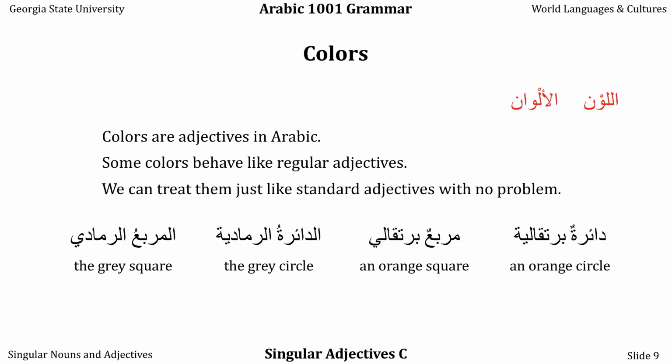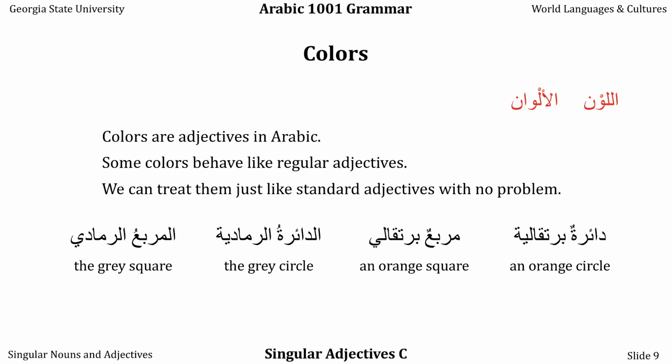So here's a couple of other examples. Da'iratun Portugalia, an orange circle, and yes, the country Portugal comes from the Arabic word for orange, that is, the fruit. Murabba'un Portugali, here the noun is masculine, singular, and indefinite, so the adjective remains masculine, singular, and indefinite as well. Da'iratu ramadiya, the gray circle. Ramad is ashes, so ramadi is ash-colored. It is both definite and feminine because its noun is both definite and feminine.